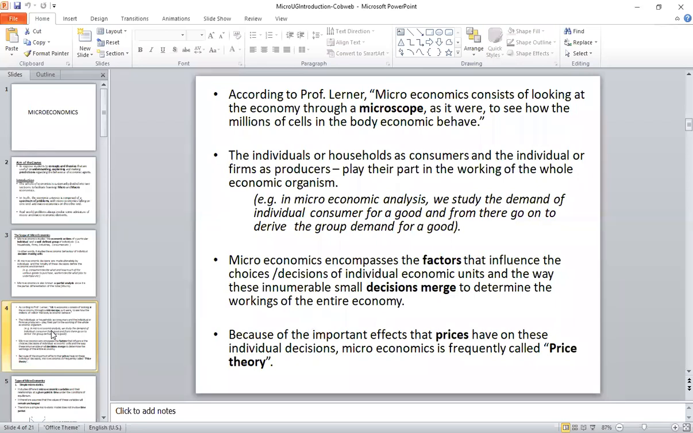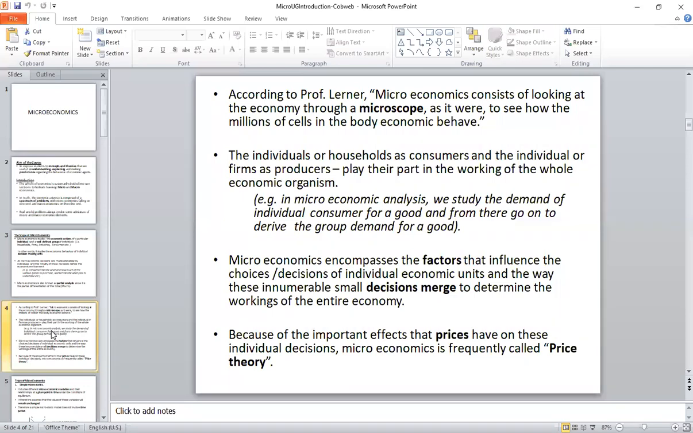But in understanding the individual, why he decides to undertake that job, why he decides to buy a commodity, we need to look at the factors that influence the decisions or the choices the individual will make. So in microeconomics, in addition to studying individual behavior, we also have to study the factors that influence these decisions. And then we want to see how these innumerable small decisions merge to determine the workings of the entire economy.